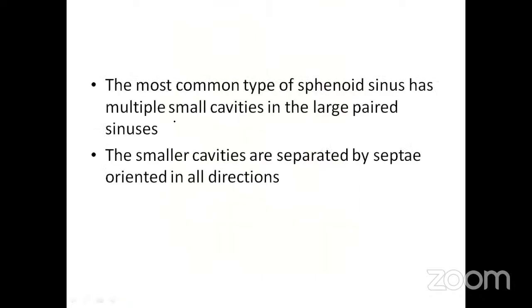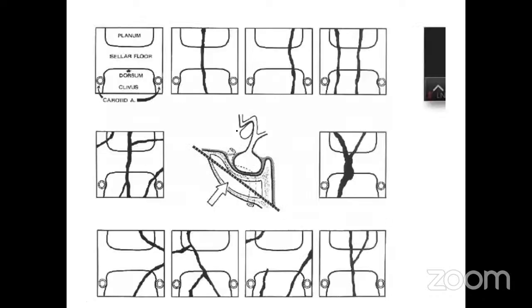So the most common type of sphenoid sinus is multiple small cavities in the large paired sinuses, and the smaller cavities are separated by septa oriented in one direction. As we just discussed, there are different types of sinus depending on the pneumatization. This pneumatization does not occur by itself, it is happening in the bone. So the bone is going to be resorbed by the air cell, and then a part of it will remain as septum. So there are different patterns of septation present in the sphenoid bone.